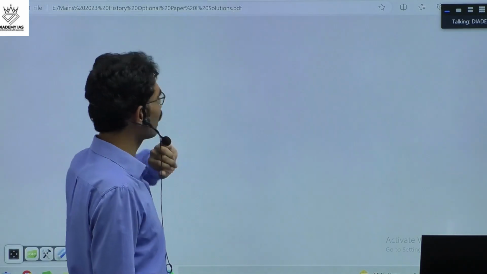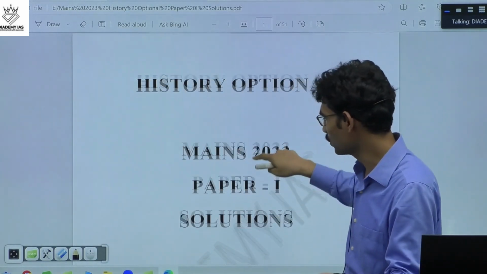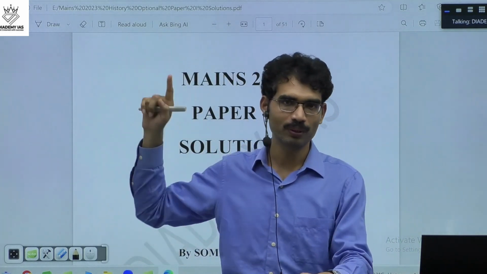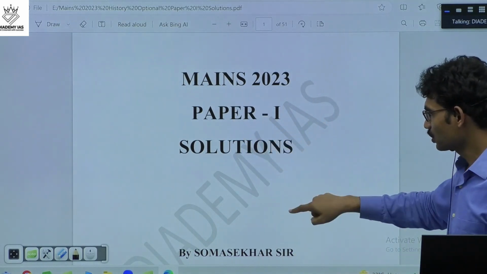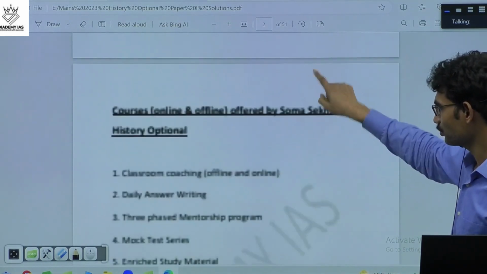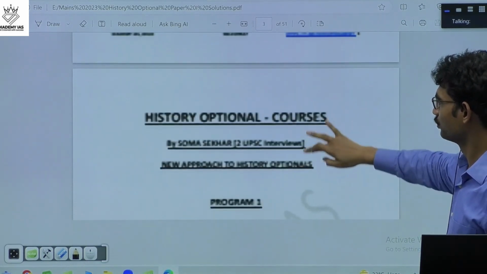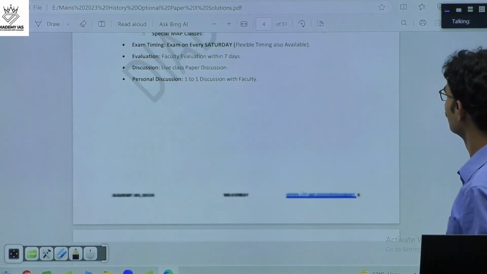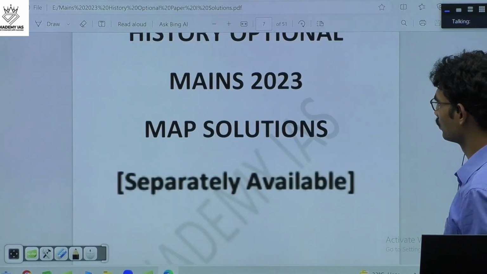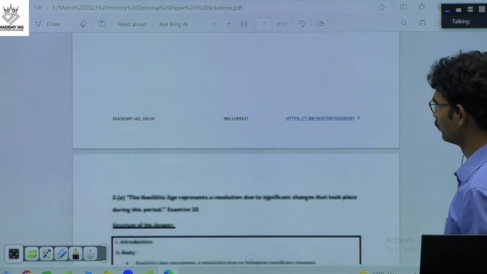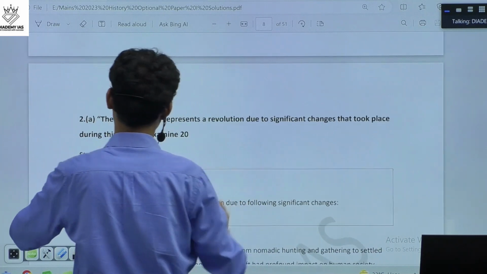I will show you the model answer also. These model answers are for both Paper 1 and Paper 2. I have prepared the model answers. So please, if you want, you can get the copy from the office. Paper 1 solutions. For the map, a separate PDF is there, and this is for the rest of the questions.